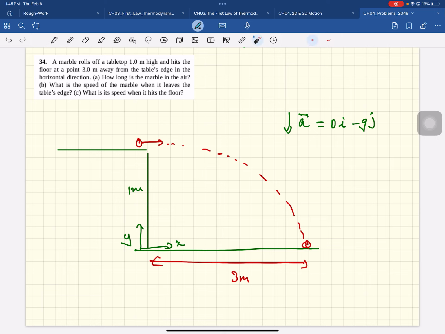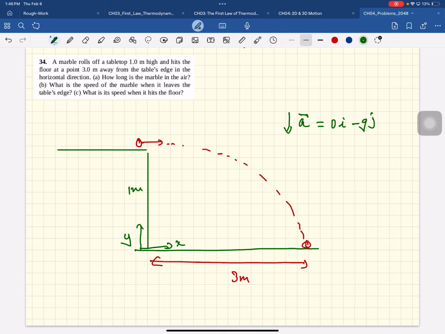When it's the time of flight, what you want to look at is the y component of the motion. That'll give you the time of flight. So y minus y naught equals v naught y t plus 1/2 a y t squared. y naught is the initial height. y is the final height. v naught y is the initial y component of the velocity. The initial velocity only has an x component and no y component.